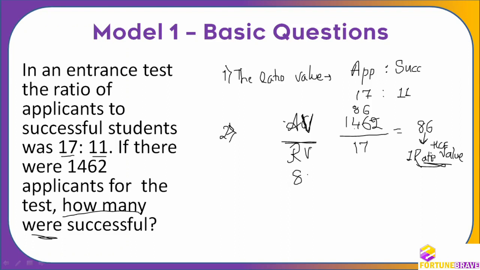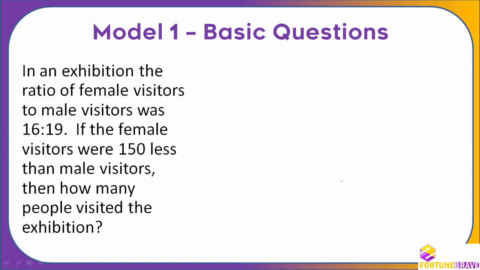Now they are asking what? They are asking successful people. So 86 into 11. So 86 into 11 will be how much? So 946 will be the answer. 946 will be the answer. Let us go to the next question. So this previous question was where A value is given and we need to find out P value. Now we'll go to this question where there will be something else.